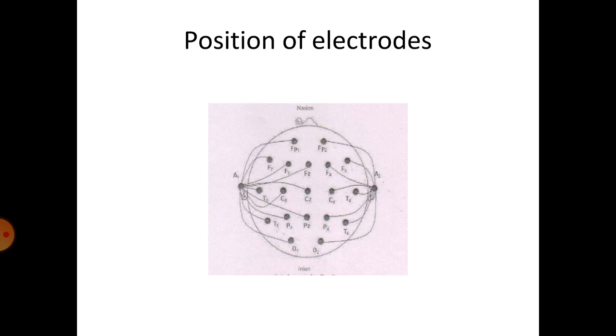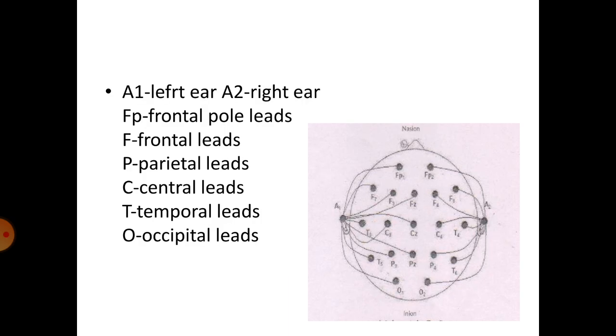This is the position of electrodes. Here we have to place the electrodes on the head. This is the position of the electrodes. Here A1 is the left ear and A2 the right ear, FP for frontal pole leads, F for frontal leads, P for parietal leads, C for central leads, T for temporal leads and O for occipital leads.